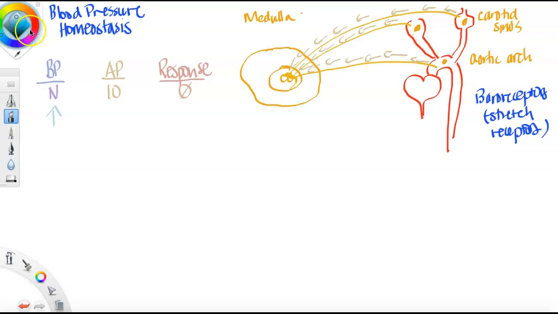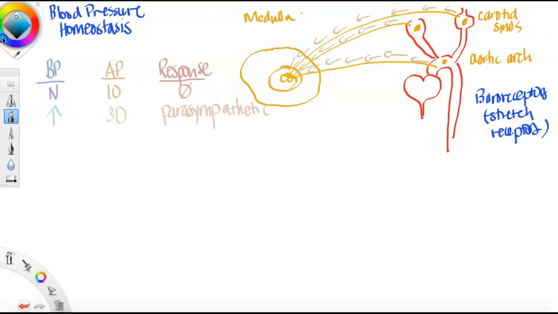All right, so that would mean that the action potentials are more. So let's say 30. So now there's 30 action potentials coming over here. Okay, so that means that the blood pressure is up. We're feeling a whole lot of stretch here. Okay, so what is the response? So the response, we need to slow it down. So it would be a parasympathetic response. Slow it down.